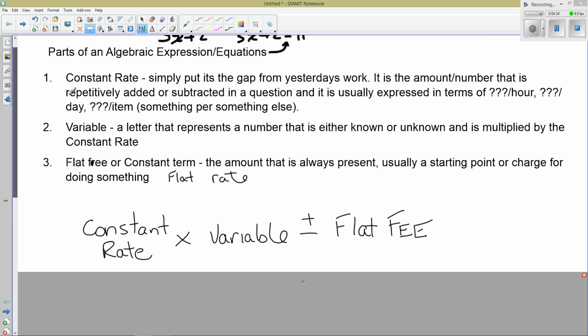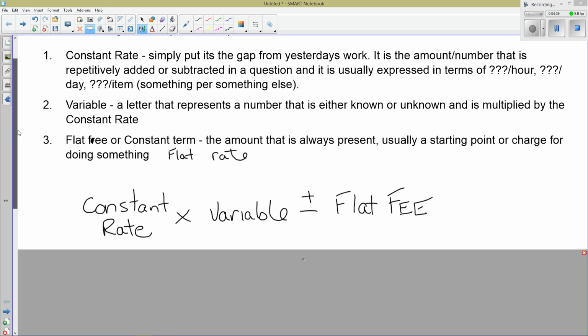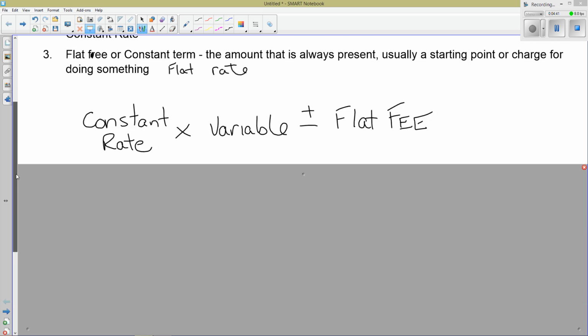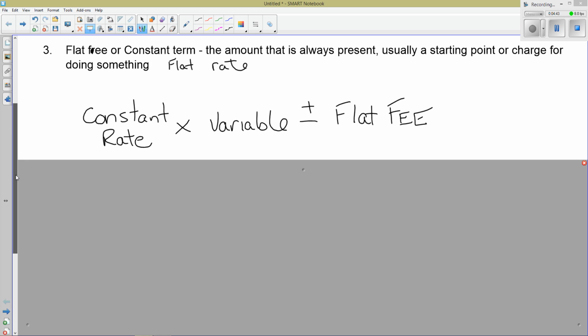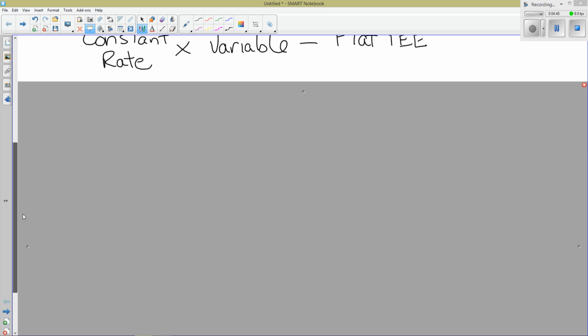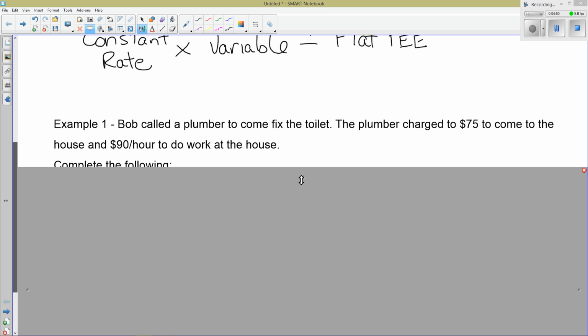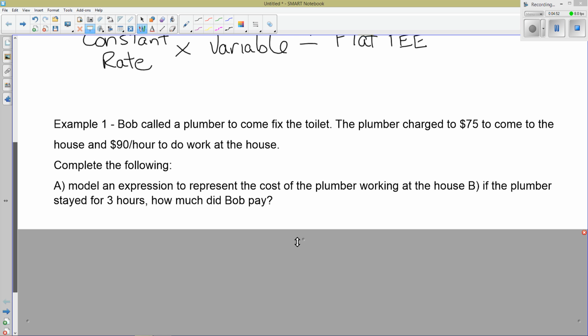Don't confuse it if you see the word constant rate. The terminology can get kind of confusing for this stuff here. Just be careful. So we're going to go ahead and do one example, and then that'll be it. Okay, guys, I know this is a little bit of a long video, but it's because I'm introducing, and they do get shorter as the unit goes on, okay?